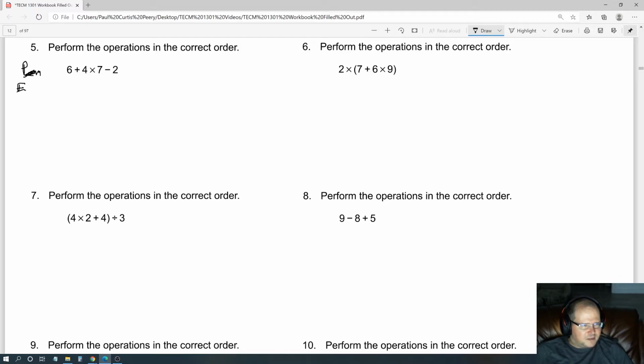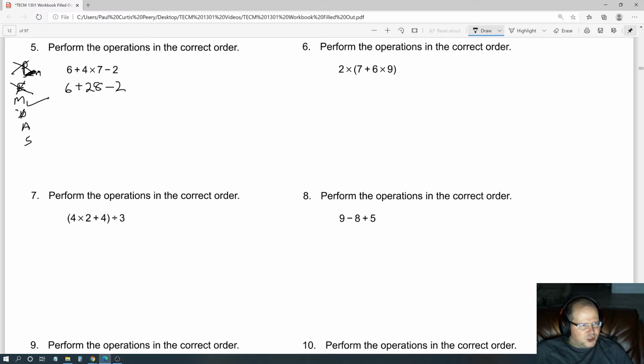Once you get the idea of PEMDAS, these are not bad. You have to memorize PEMDAS. So parentheses, are there any parentheses? No. Are there any exponents? No. Is there any multiplication? Yes. So we have to do that first. So we bring everything else down. 4 times 7 is 28. We bring down the 28 and the subtraction of 2.